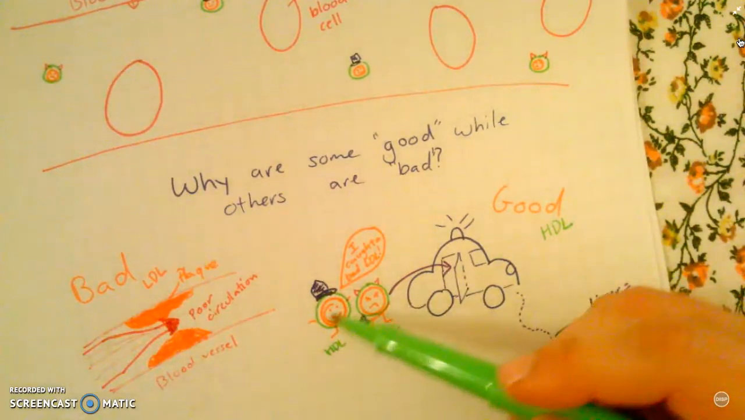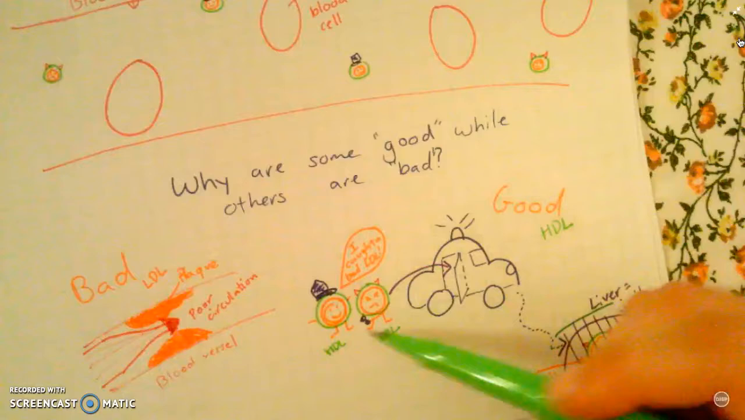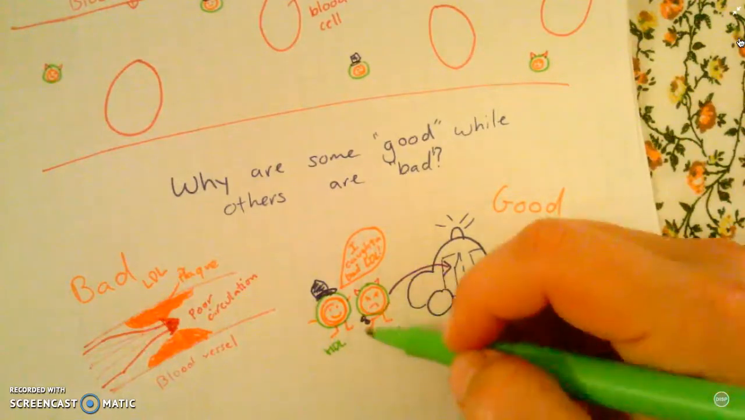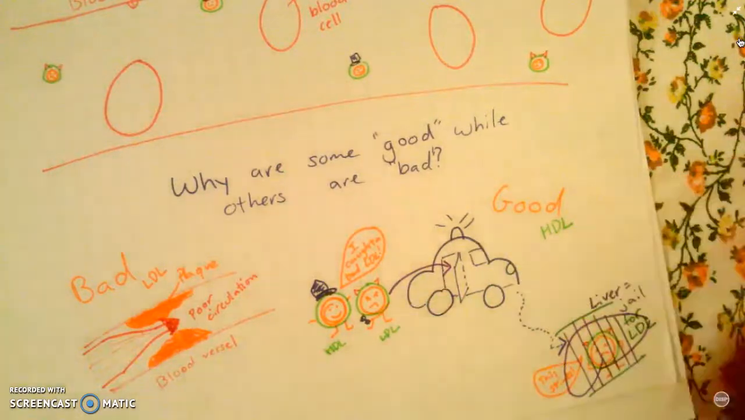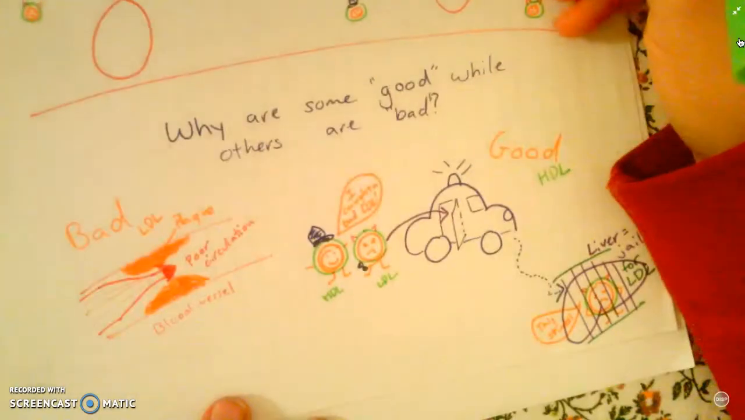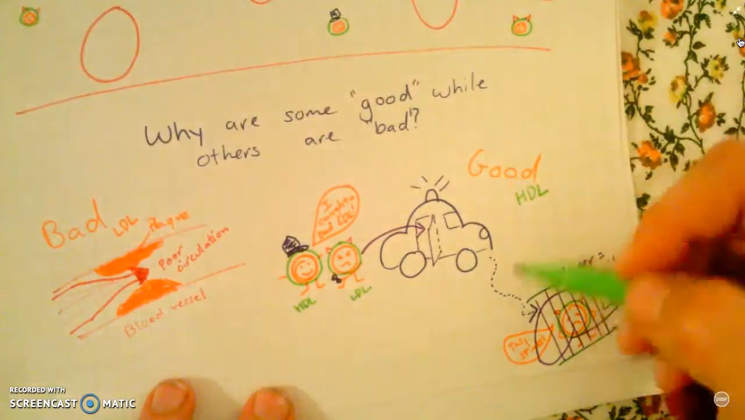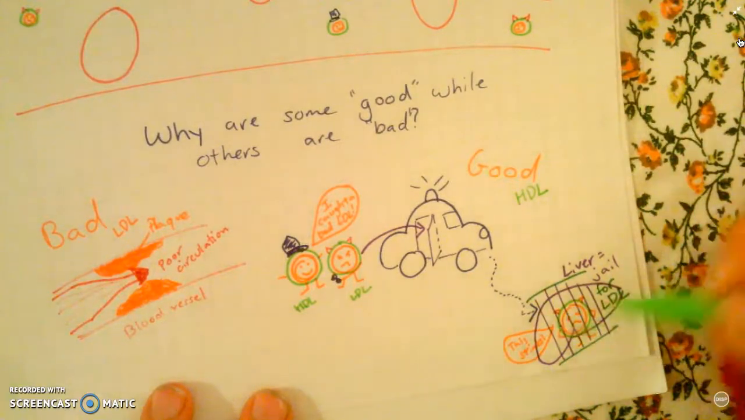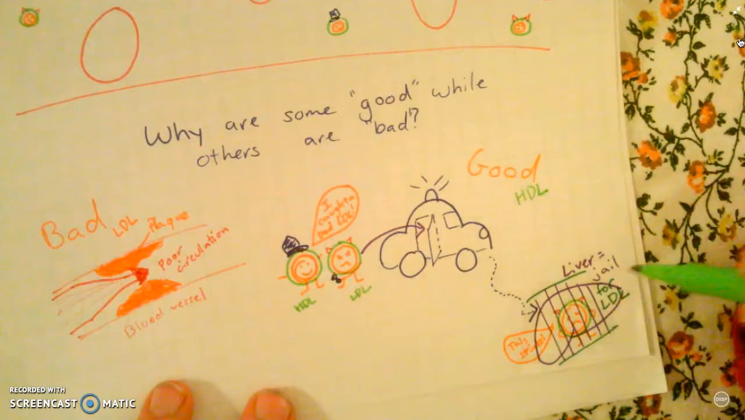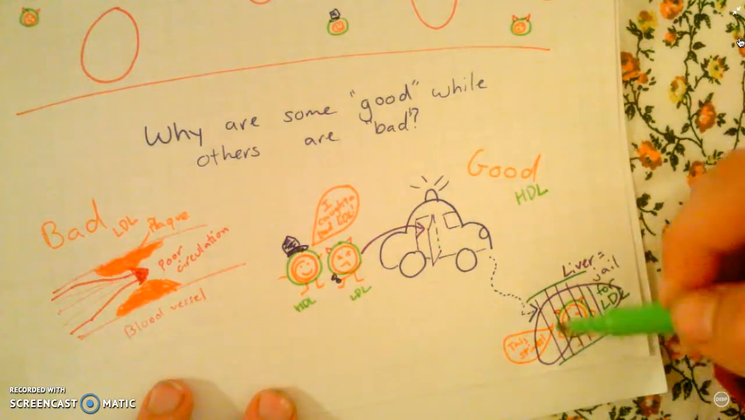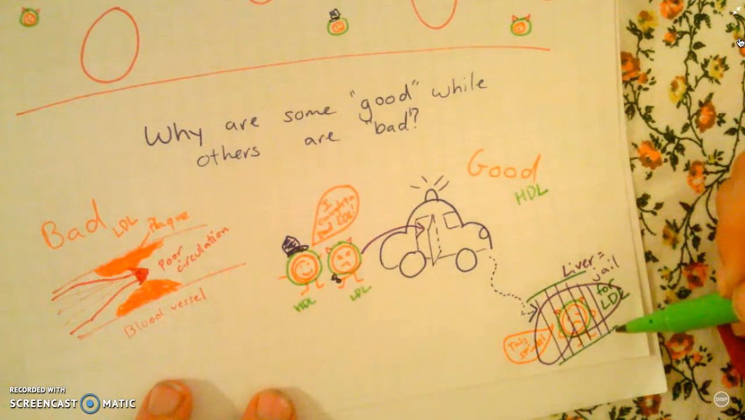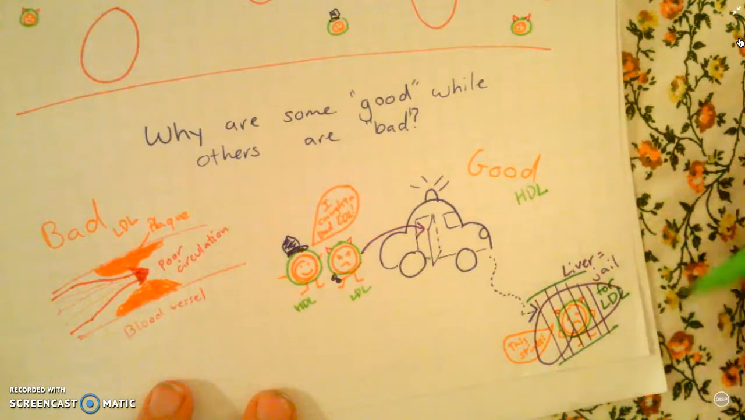So if we have our HDL, he caught one of my LDLs. You can see he's got his handcuffs on there. He throws him into his police car just for show here, and then takes him off to the liver. This is supposed to be my liver in there, and it's kind of like jail for LDL. They get sent back there to be processed by the body.